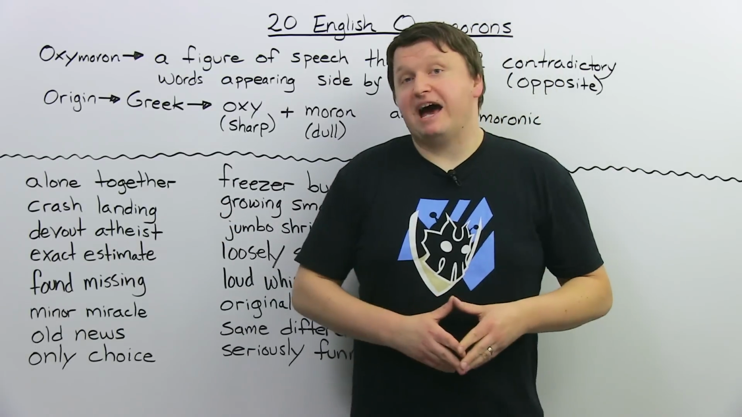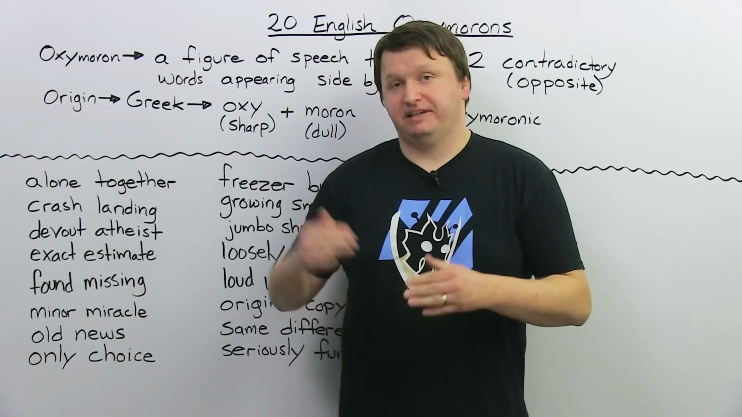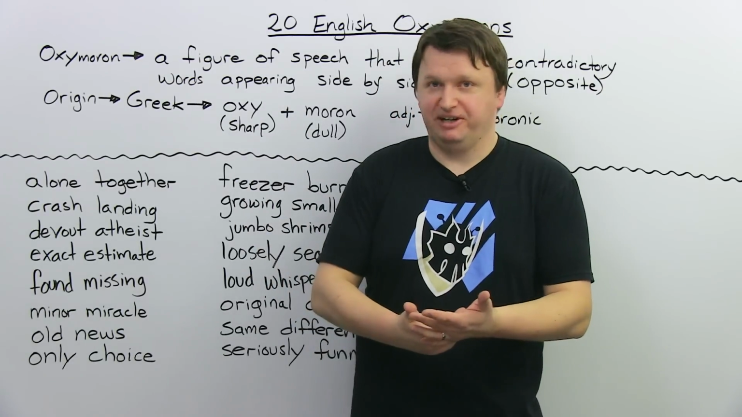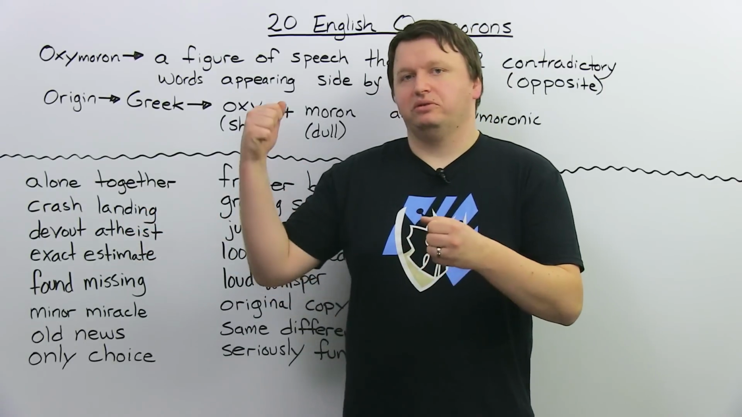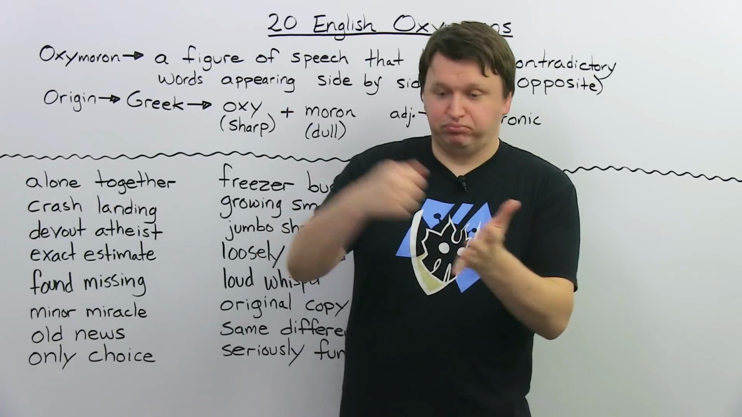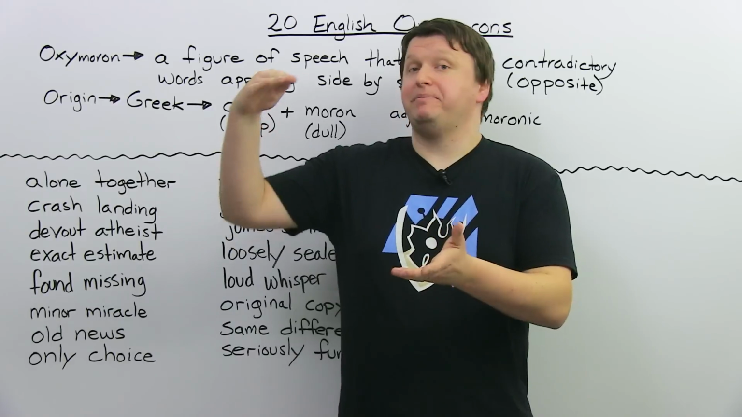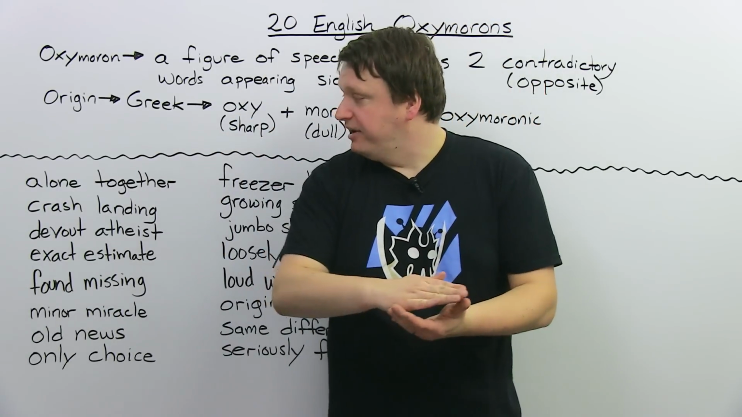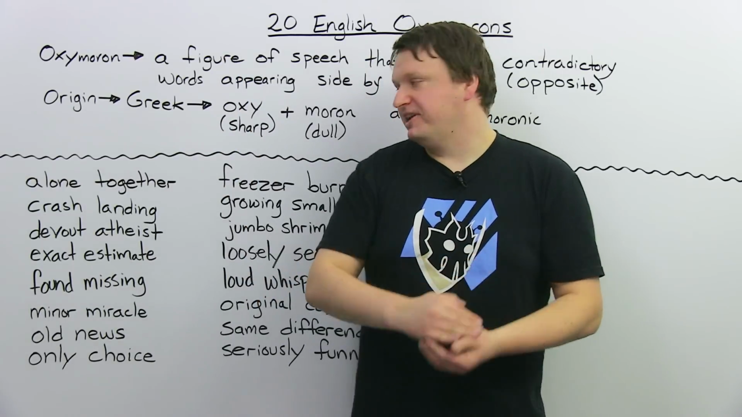Okay, a crash landing. So an airplane can land or it can crash, right? So these things are opposites. To crash means to just smash into the ground, and to land typically means to land smoothly with the plane and to touch down with no problems. So a crash landing doesn't really make sense.